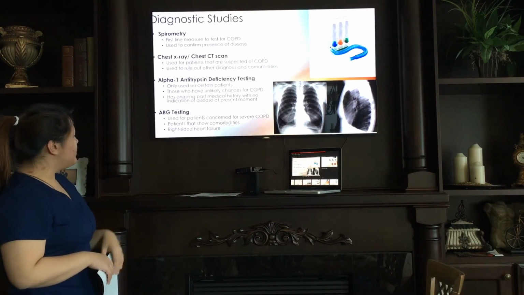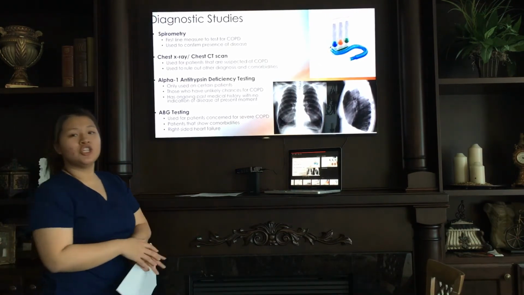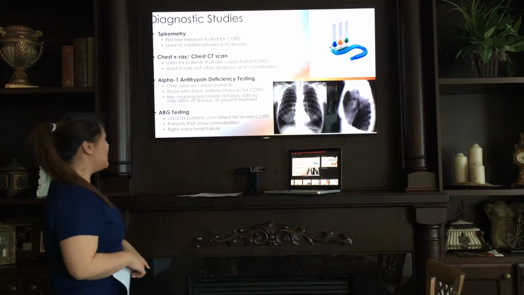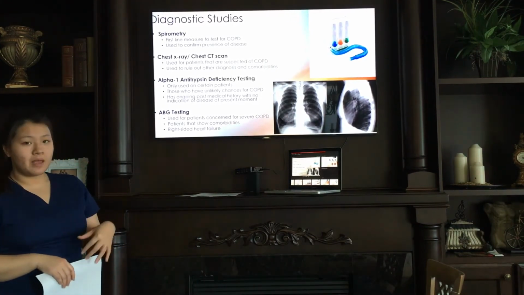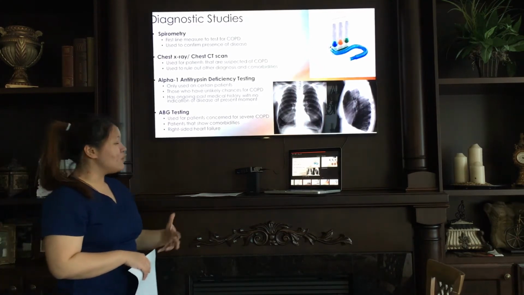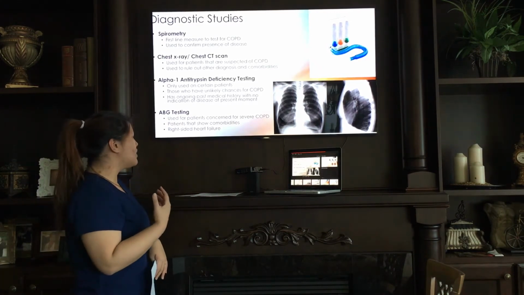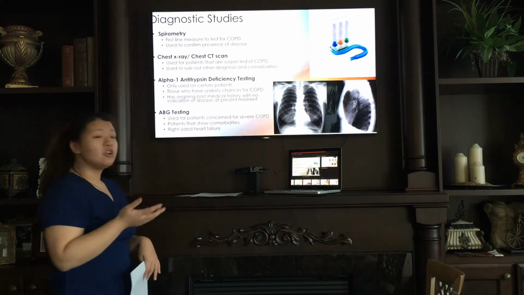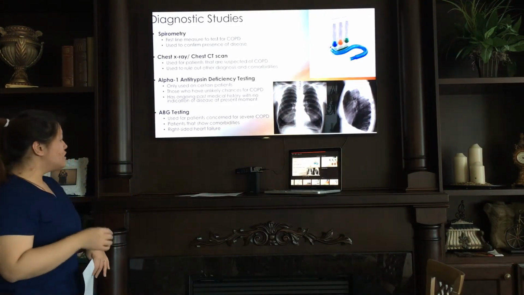And then there's also ABG testing. Does anyone know what ABG stands for? Arterial blood gases. Yes, great, thank you. So it's basically used for people that are already diagnosed with COPD, but it's for the people concerned of more severe COPD that goes into our usually 3rd and 4th stage of COPD.